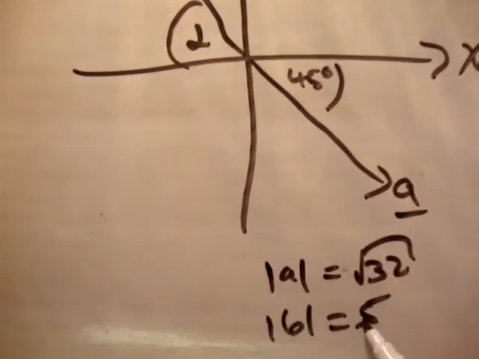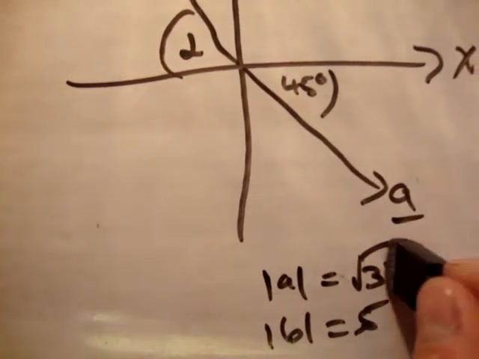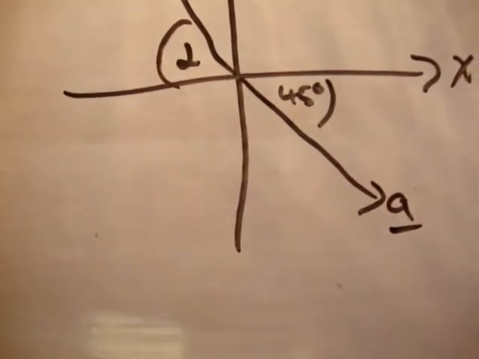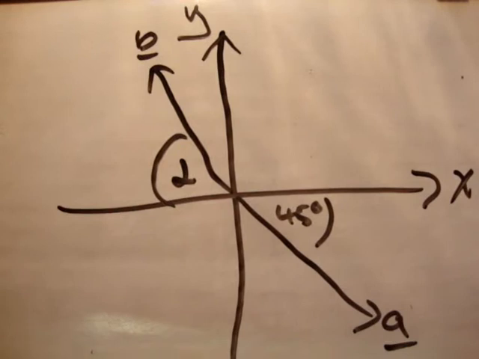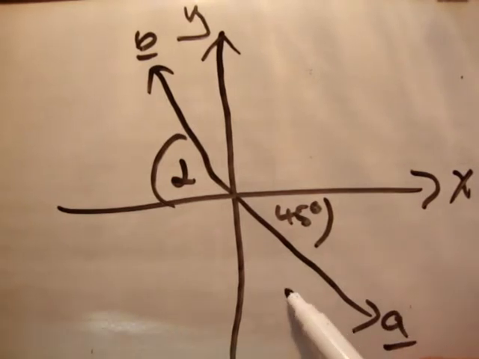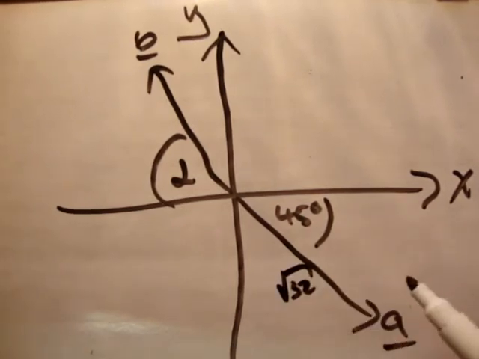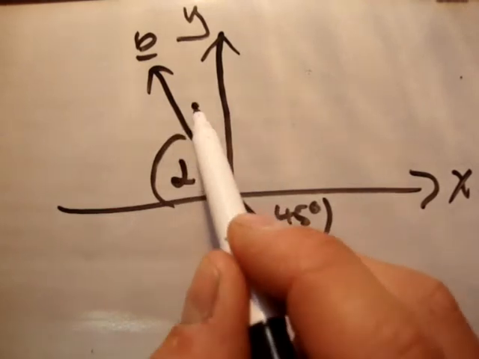Well, we know the magnitude is the length, the hypotenuse of the triangle, or it's the resultant of the addition of the two component vectors. So we can just draw it straight in. We know that a is root 32, like that. And what's b? Well, b is 5, like this.